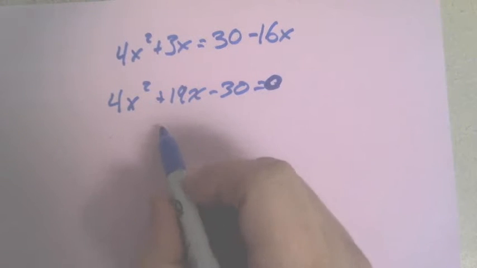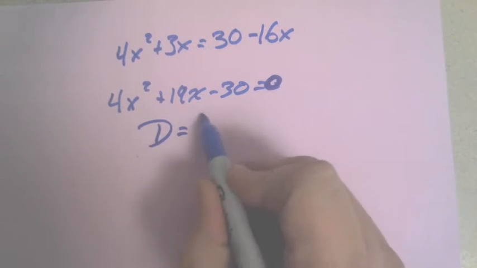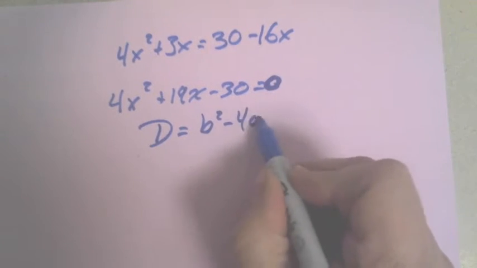So then evaluate the discriminant. They actually remind you what the discriminant is. I won't tend to do that, but it's nice to be reminded. Your discriminant is your b squared minus 4ac.